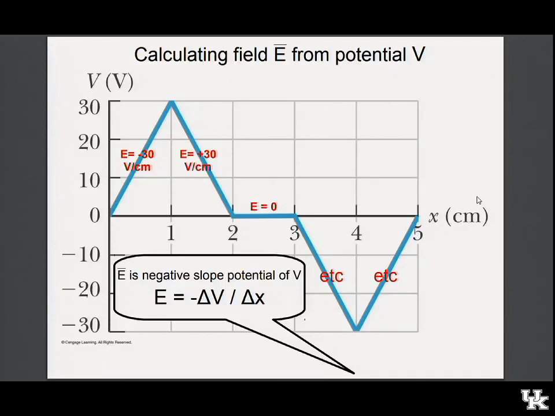What about in this region here? If we walk from 2 to 3 centimeters, then the initial potential is 0, and the final potential is 0. It's always 0 in that region from 2 to 3 centimeters. So the potential has changed by how much? Delta V is 0. There's no change in potential as we've walked 1 centimeter. So if I was going to calculate the slope, I'd have 0 volts over 1 centimeter. So the slope is 0, the negative slope is 0, the field is 0 in this region here.